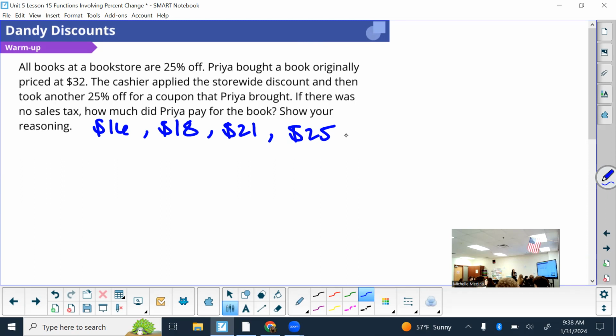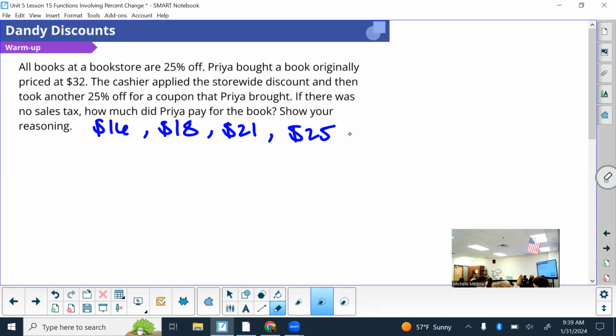Anytime you answer a word problem, always go back and see that your answer makes sense. So if she is buying a book that was originally $32 and it's on sale and she has a coupon, should our answer be over or under 32? So one of these answers can definitely never work. But we still have a variety of answers, so we need to see.